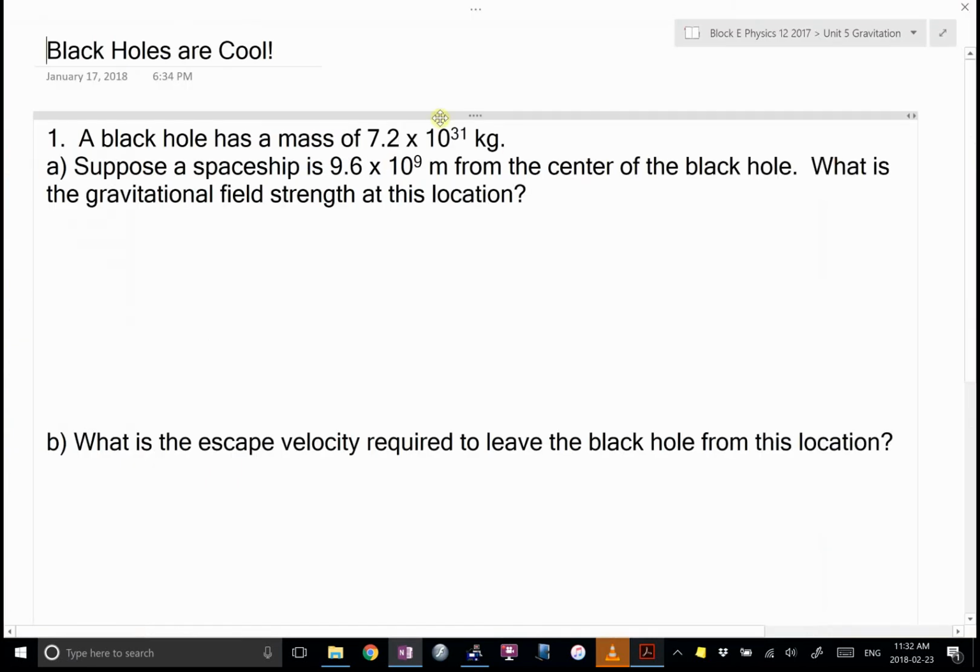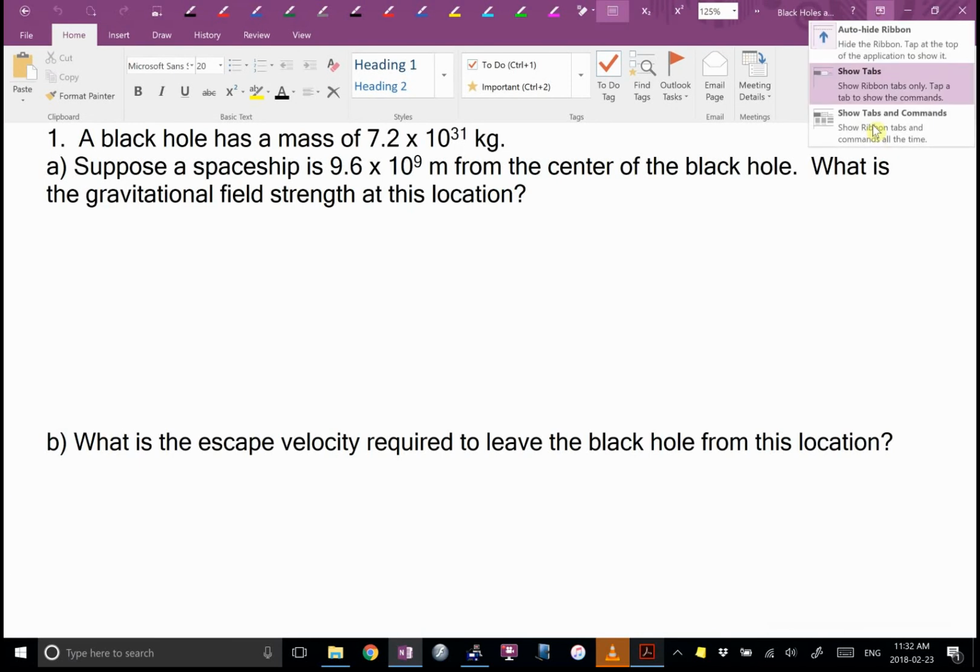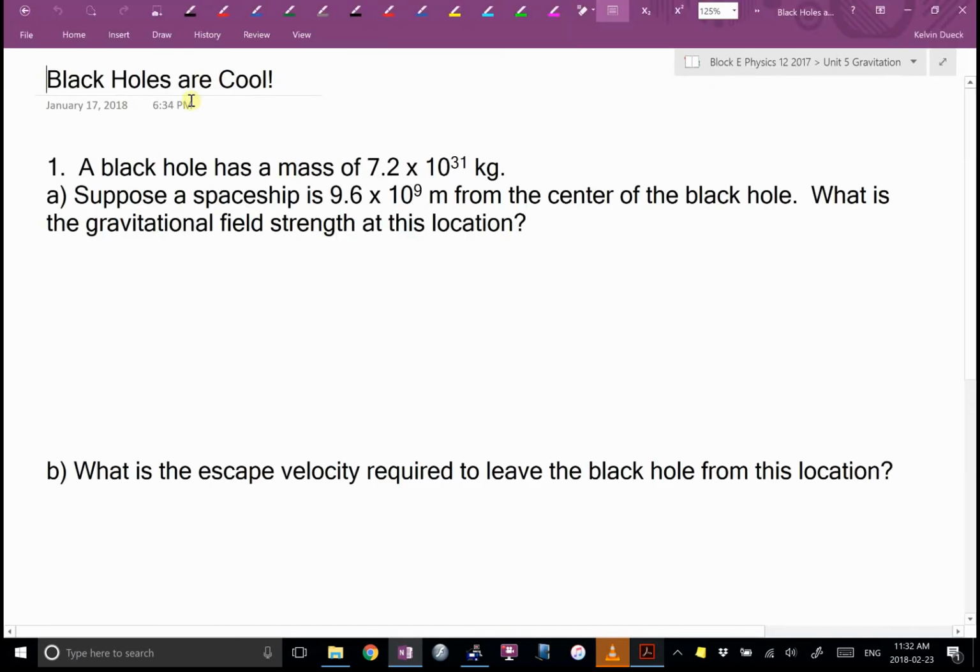cool. No, Mr. Dewick. I screwed up the title. How black holes are cool. Are you kidding me, Mr. Dewick? Let's try that again. Black holes are very attractive. Oh, that's better. Black holes are very attractive. Much better title than black holes are cool.